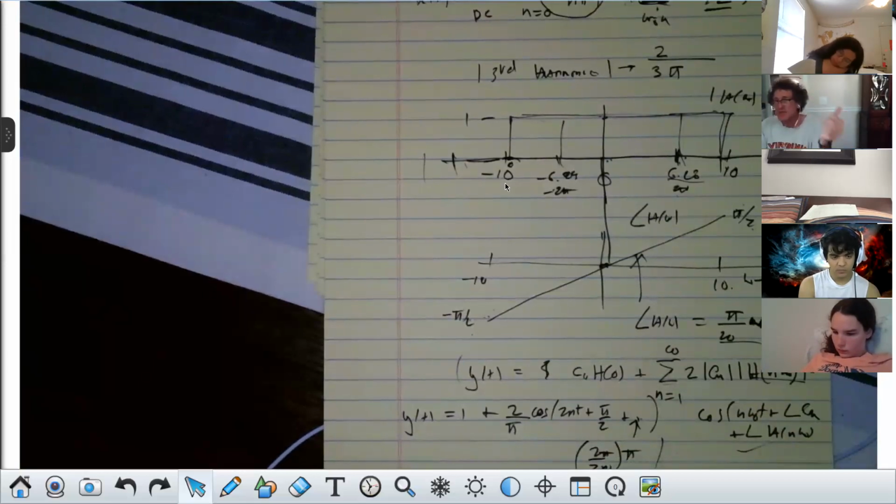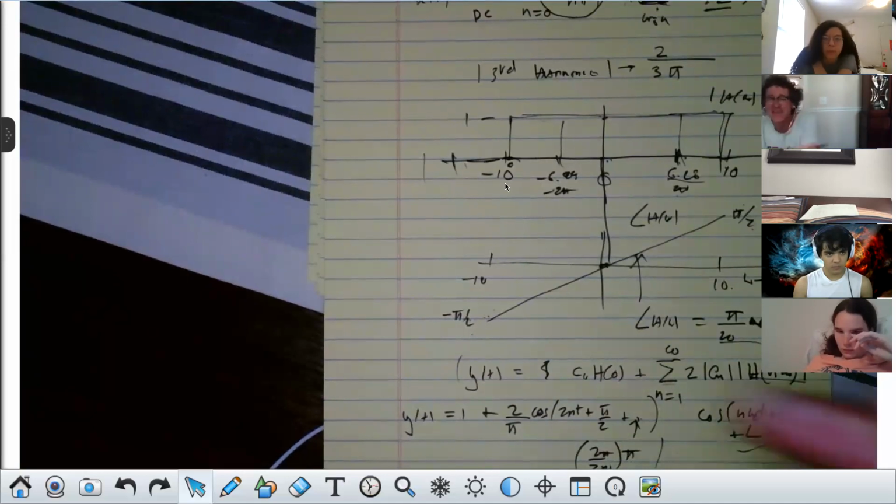Now, how many understand this problem? Somebody will ask me in some way, shape, or form, would we be responsible for something like this on the final? The answer is yes. This type of problem would be very typical.